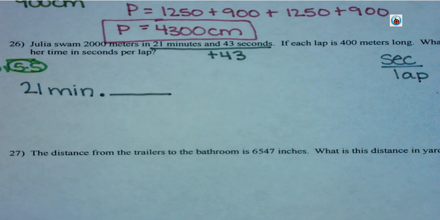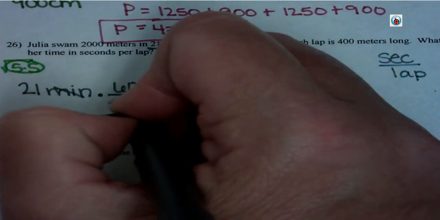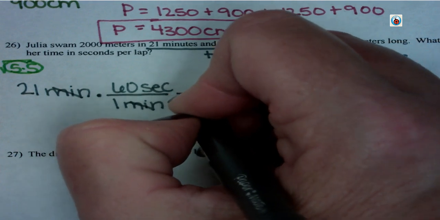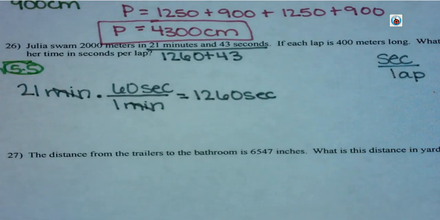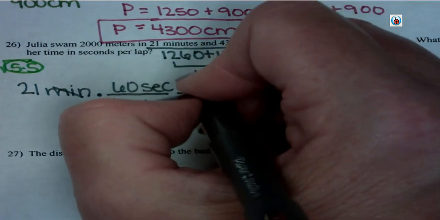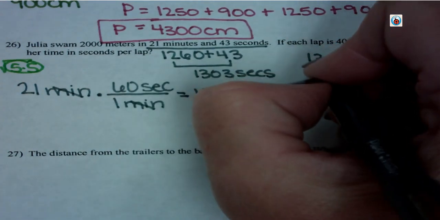Well, I know there's a relationship that 1 minute equals 60 seconds. My minutes cancel, so I have the units of seconds like I want. So I'm going to multiply the top. So 21 times 60 is 1,260 seconds. But I can't forget, I have to add that 43 seconds to it. So that becomes a total of 1303 seconds. So now we have 1303 seconds.